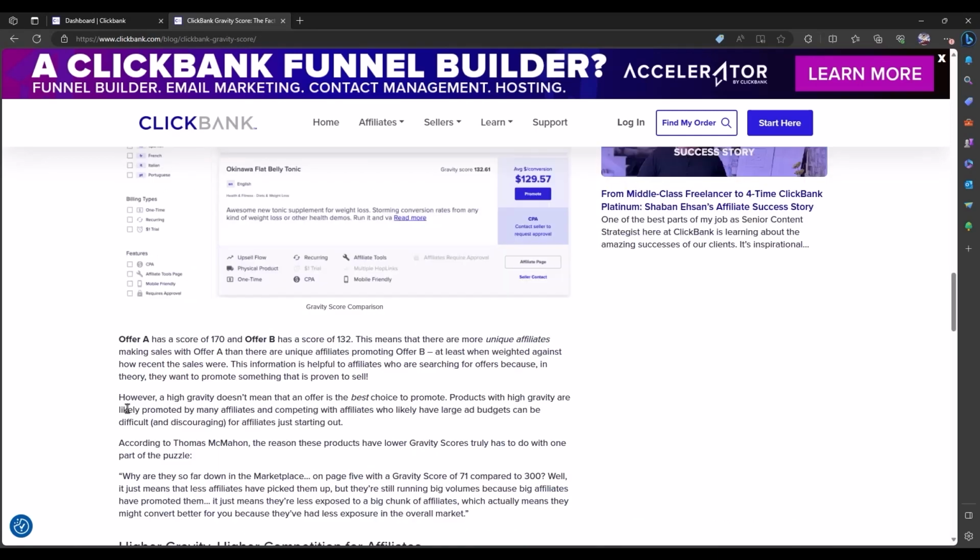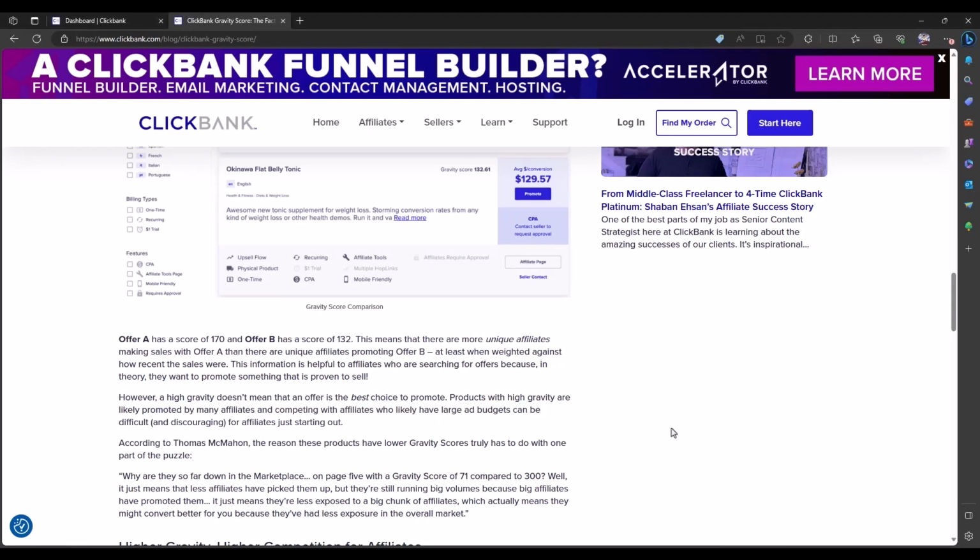But it is not that higher gravity is always going to be better for the product that you're going to choose. So if you read the article right over here, however, a higher gravity doesn't mean that an offer is the best choice to promote. Products with higher gravity are likely promoted by affiliates in competition with affiliates who likely have larger ad budgets. So if you target a higher gravity affiliate product, you will face competitors who have a big ad spend. So if they have a big ad spend and you're just starting affiliate marketing, you won't be making any sales, as ClickBank says themselves, it can be difficult and discouraging for affiliates just starting out.